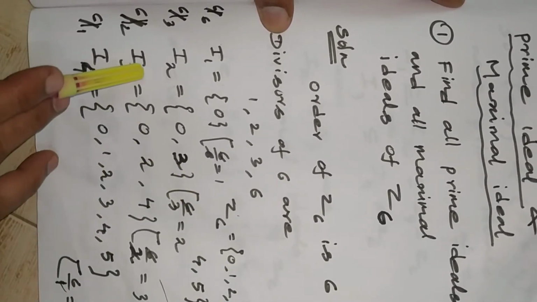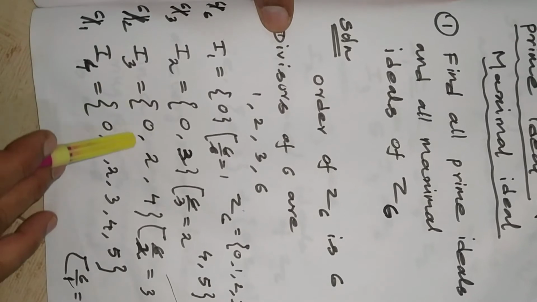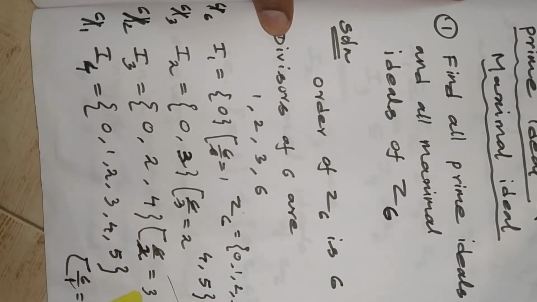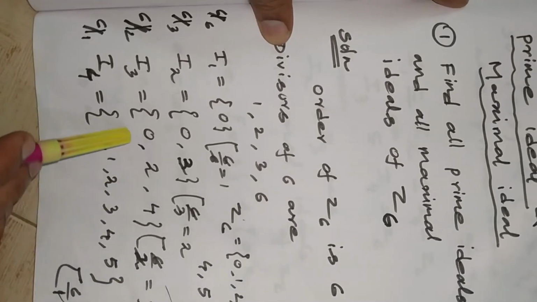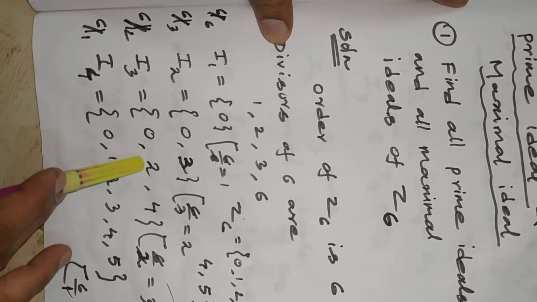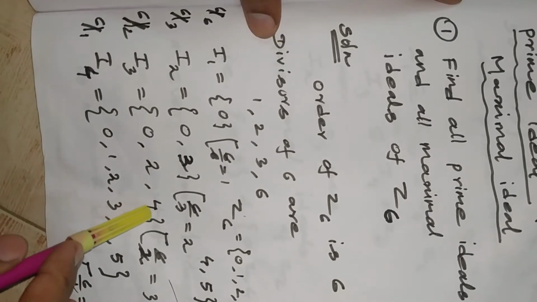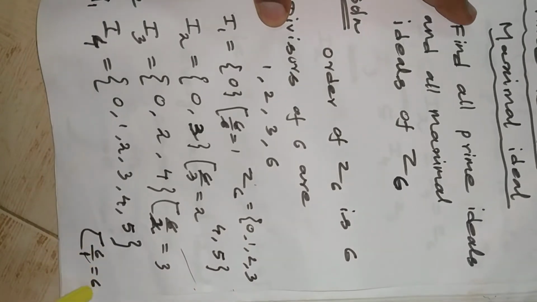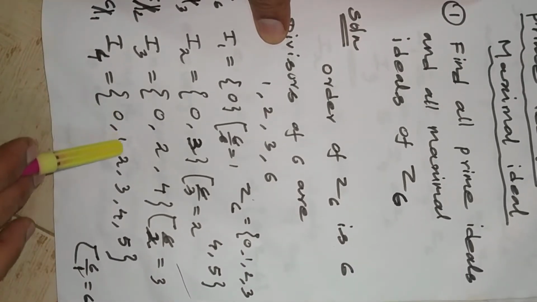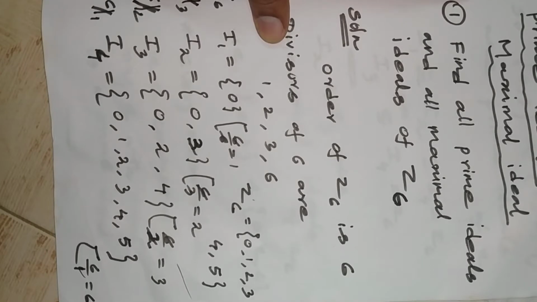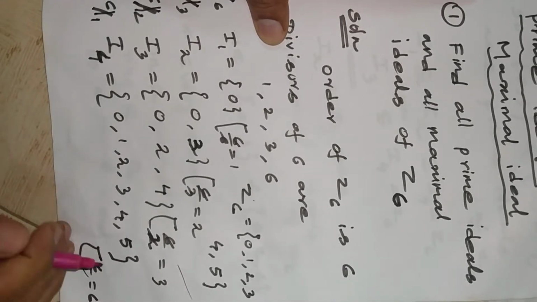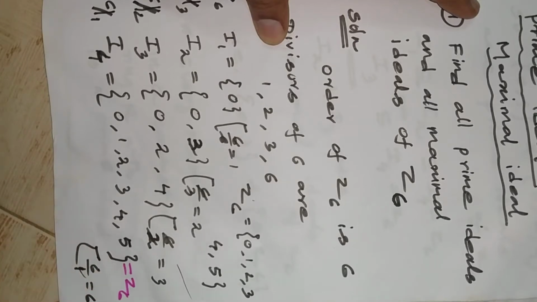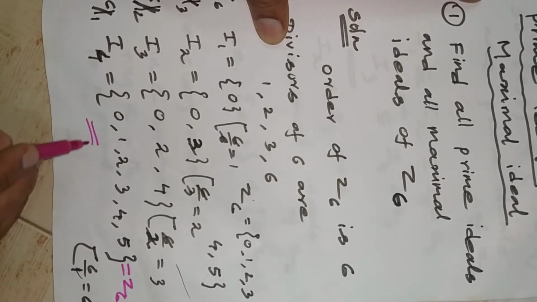Next ideal, I3, that is 6 by 2, so 3 elements: 0, 2, 4. The last one, 6 by 1, 6 elements: 0, 1, 2, 3, 4, 5. So it is nothing but Z6. Am I right?